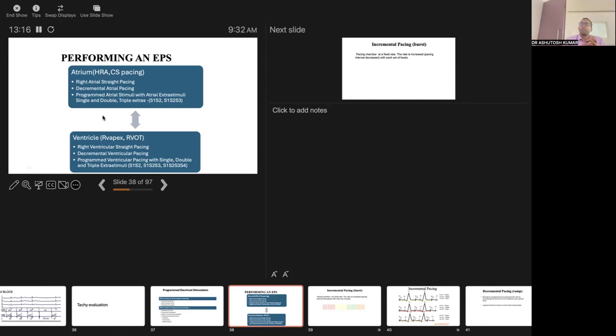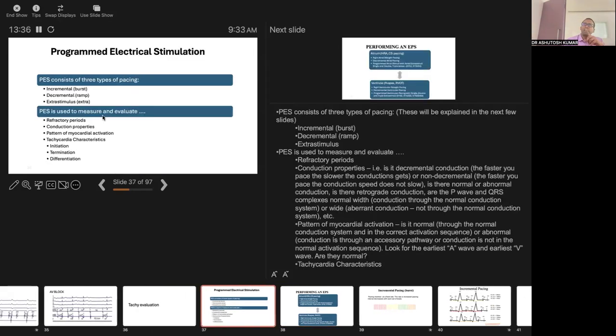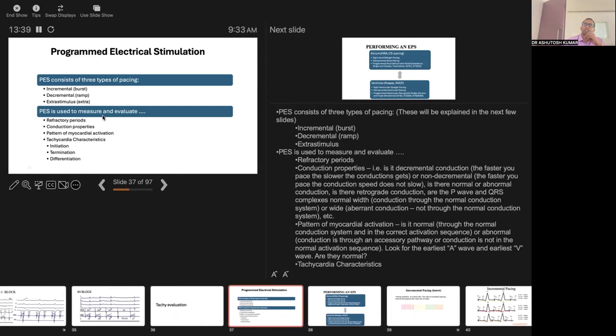After that, we are going to do right atrial straight pacing. Straight pacing means we are just pacing at a particular rate. We can say, okay, go for 400 cycles, 350, 300. That is called straight pacing. Here we use the word incremental, meaning burst pacing, which is also called straight pacing, but it is a fixed rate. Decremental means every beat is reducing: 330, 320, 300, 280, 270, 260, 250. Every next beat is reducing.